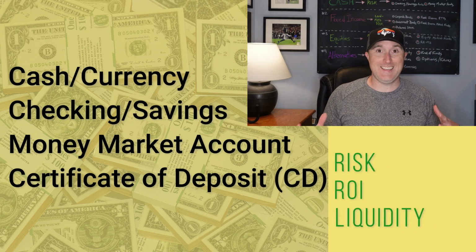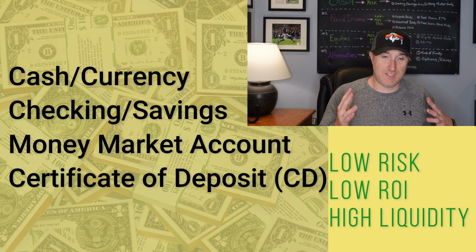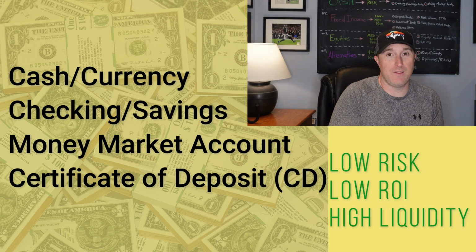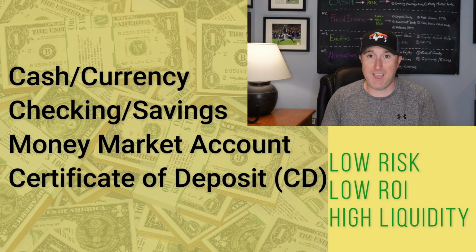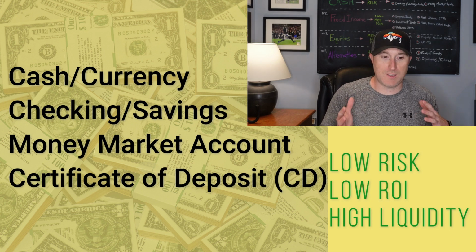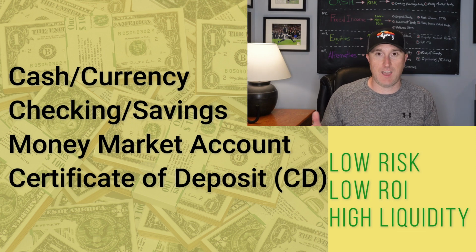So what is in bucket number 1? You have the simplest and safest form of it, which is cash. Whether you're in the United States and you have dollars, you're in Europe and you have euros or pounds, if you're in Japan you have yen, this is going to be your safest investment, or just your cash. Next level up from there is going to be your checking or savings account with a financial institution.